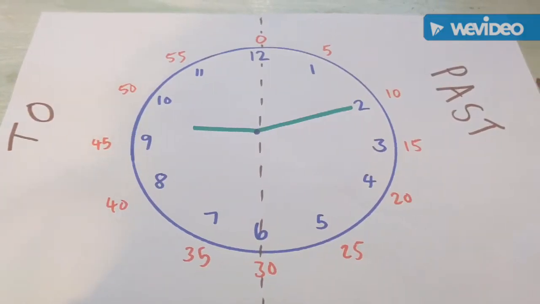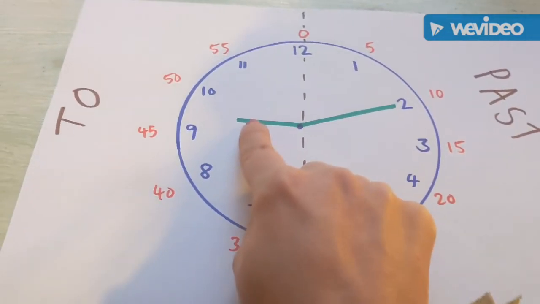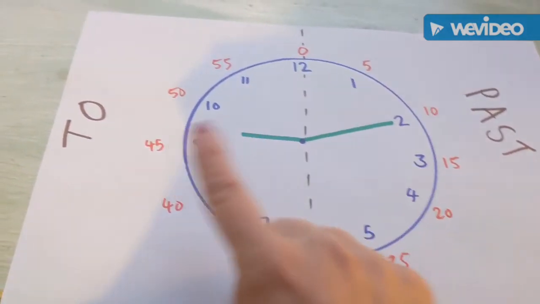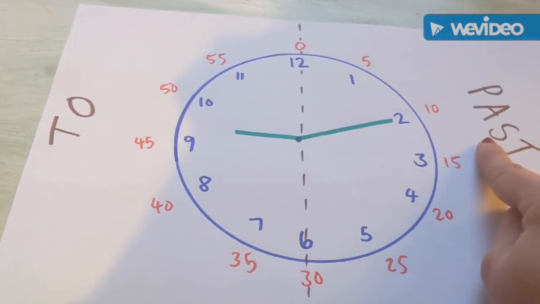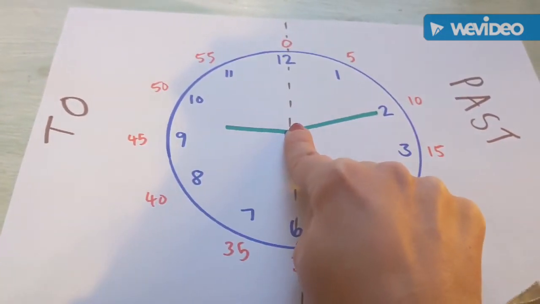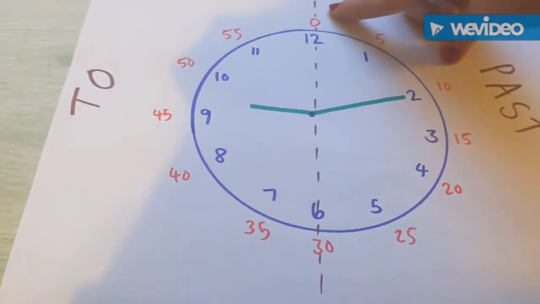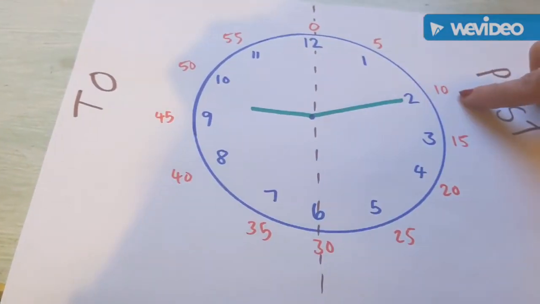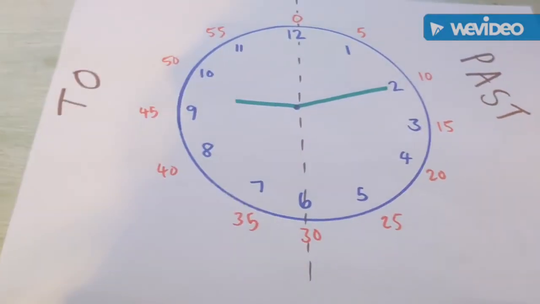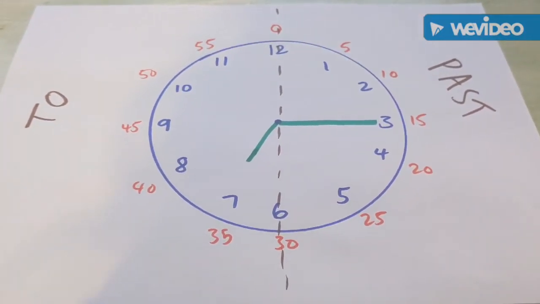Okay, let's do one more together. So again, we first think, where is the hour hand? What's that doing? So the short hand here, just past the 9. Then we think the minute hand, the long one, is that in the past or the to section? We can see that that is in the past section. Then we think, how many minutes past or to is it? So again, hopefully now you're thinking, oh yeah, I know what to do. We go up to 0, we count round in 5s until we get to the minute hand. So it's 10 minutes past 9. 10 mins past 9.